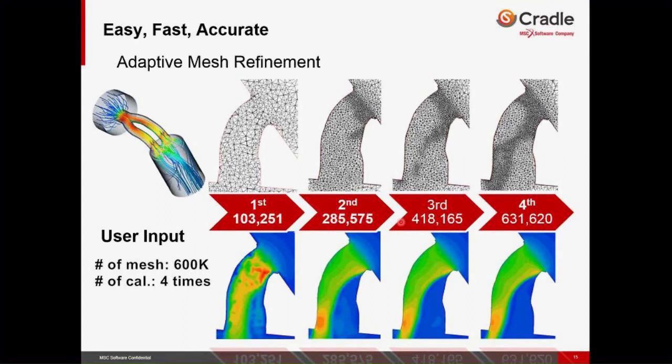So this helps you if you are simulating something for the first time, or if you don't know where to refine. Even for expert CFD users, when you are dealing with complex geometries, sometimes you are not aware of exactly where abrupt physics is happening. So this capability helps you a lot.